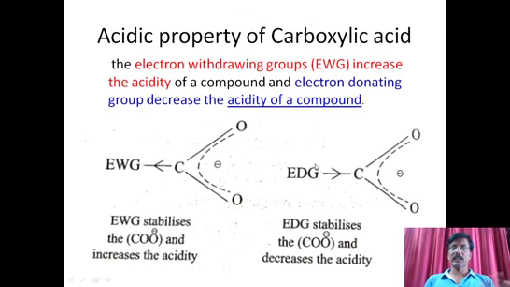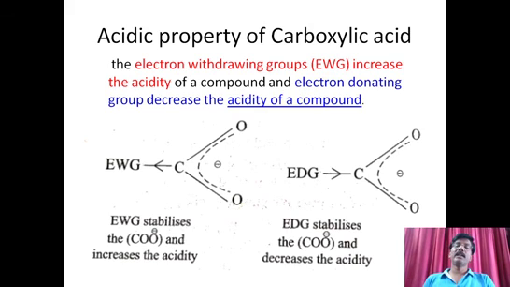But if you have on the other side plus I effect groups attached to COOH, then what happens? They push electrons, and due to this the negative charge increases. So when negative charge is increasing, the acidic character is decreasing because it is becoming unstable. When the negative charge is more, it won't leave the proton. Proton is not easy to go away.